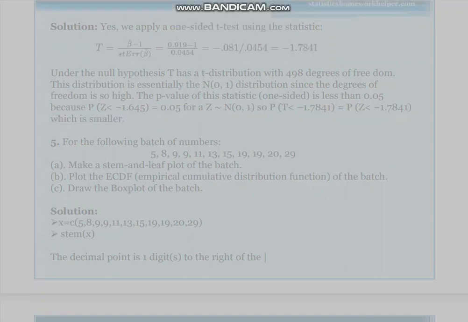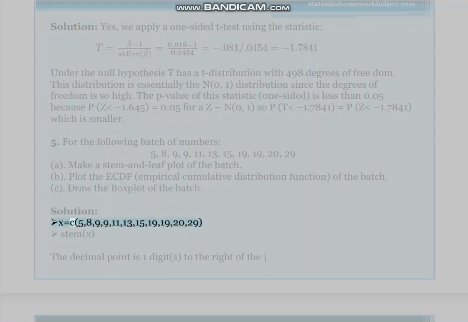5. For the following batch of numbers 5, 8, 9, 9, 11, 13, 15, 19, 19, 20, 29: A. Make a stem and leaf plot of the batch. B. Plot the ECDF, empirical cumulative distribution function, of the batch. C. Draw the box plot of the batch.